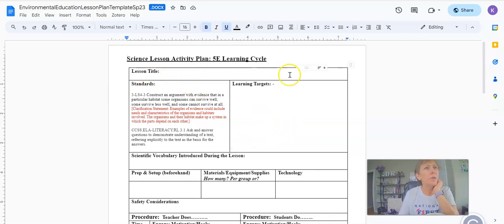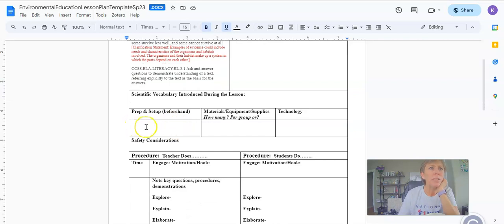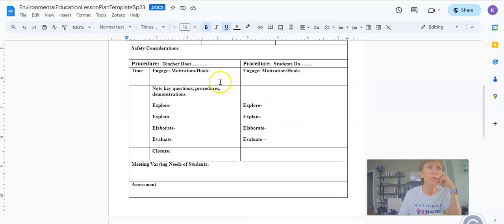So again, your PLT activity, you're going to take your learning targets from your planning sheet. Think about what is the vocabulary that needs to be introduced, what's some of the prep and setup that you might have to do beforehand, materials, any technology that you're going to use. Here's where you put in your safety considerations that you wrote in your planning document. Here's where you actually describe the sequence of the lesson.